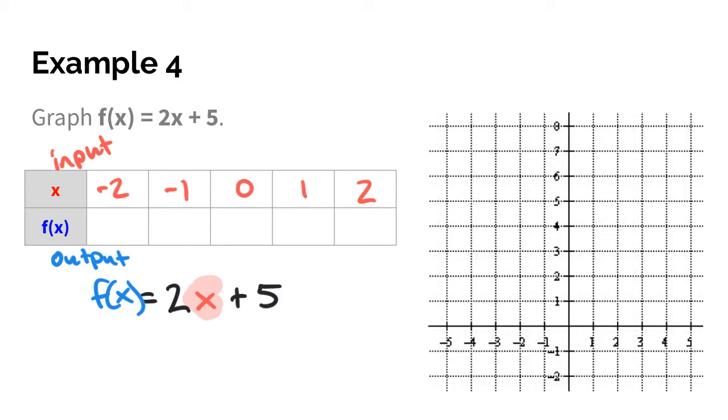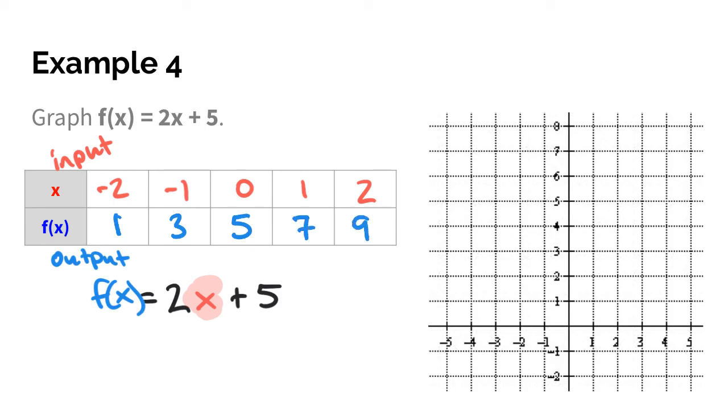For example, if I plug in -2, 2 times -2 plus 5 gives me an output of 1. If I plug in -1, 2 times -1 plus 5 gives me an output of 3. If I plug in 0, 2 times 0 plus 5 gives me 5, and then I would have 7, and lastly 9.